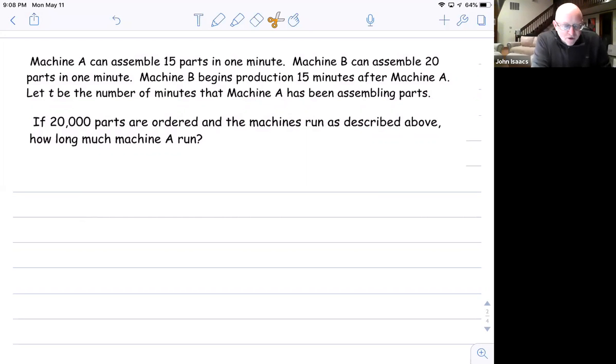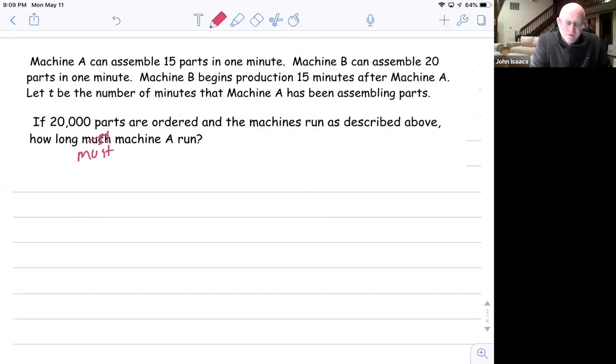If 20,000 parts are ordered and the machines run as described above, how long must machine A run? So this is supposed to be must. I don't know how it wound up much, but this is supposed to be must. Machine A run.